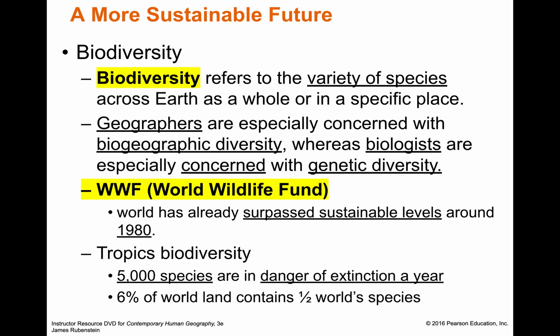The World Wildlife Fund has said the world surpassed sustainable levels in the 1980s. We can see this with 5,000 species going in danger or extinct on an annual basis. And then we also saw with the Amazon rainforest, they contain half of the world's species and potential medicines for the world.